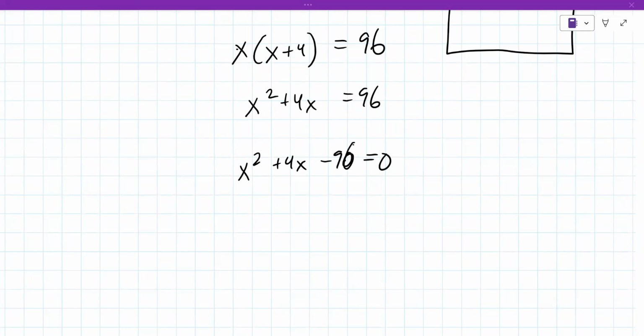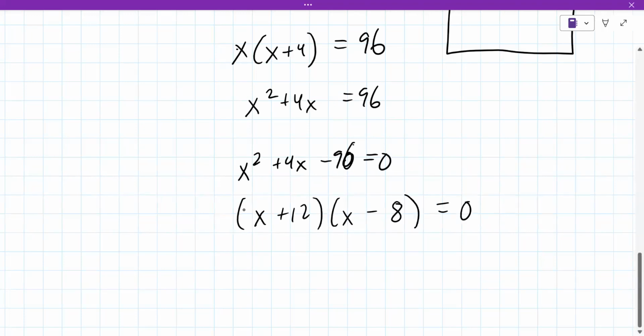Okay. Negative 8 times 12 equals negative 96. Negative 8 plus 12 equals positive 4. So I believe that would work. Yeah, 8 and 12. So you got x plus 12, x minus 8. Good. What is the correct value for x?